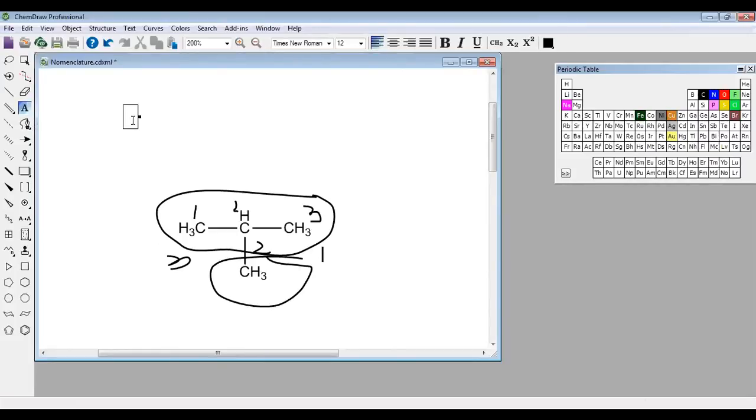First of all, you are going to write the number of the carbon atom on which the branch is present. That is 2. Then the numbering and the alphabets are separated according to an IUPAC convention. IUPAC is actually the largest institution of chemistry in the world. That is the International Union of Pure and Applied Chemistry. International I, Union U, Pure P, Applied A, Chemistry C, IUPAC.